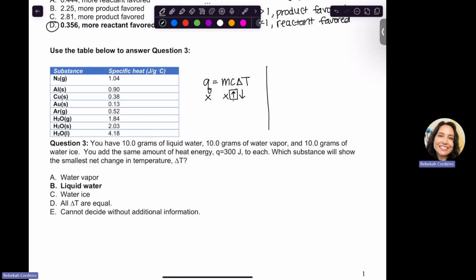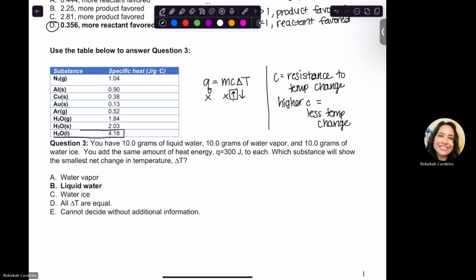Another way to think about it is that specific heat is the resistance to temperature change. So if it's more resistant to temperature change, it will change temperature the least amount. So higher C equals less temperature change. So we're looking for the lowest temperature change, so we're looking for the highest C, and that's going to be this one, liquid water.